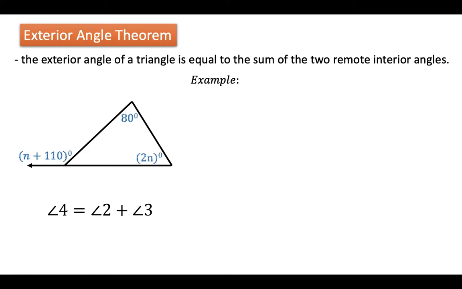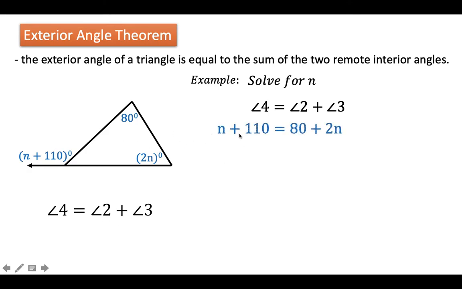For our last example, let's say the exterior angle is n plus 110 degrees. Then the two remote interior angles are 80 degrees and 2n degrees. Find n. Using this equation, we'll just simply substitute. Angle 4 is n plus 110. Angle 2 is 80. Then angle 3 is 2n.